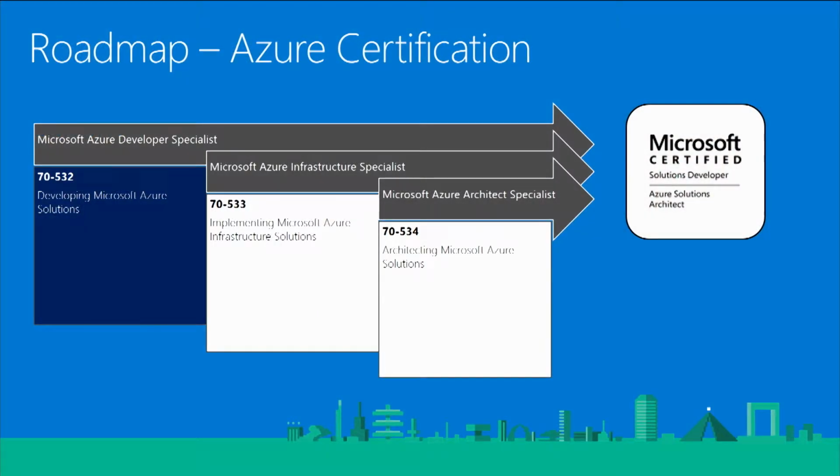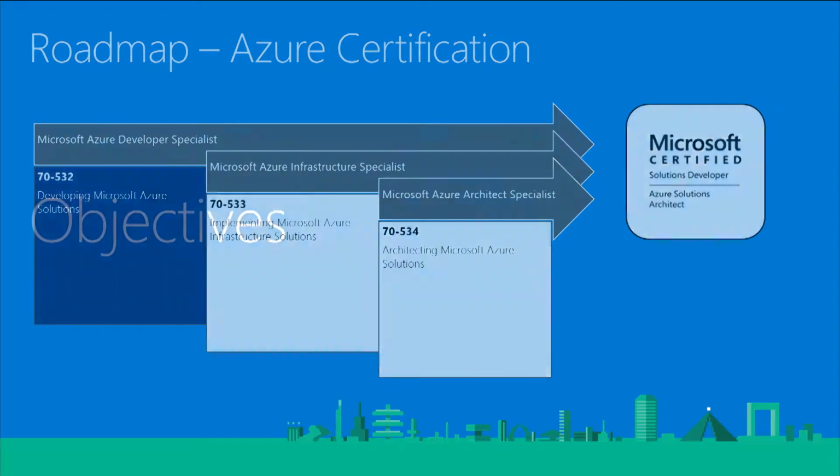So today we want to help you out on the roadmap to Azure certification. This session is about 7532, the Developing Microsoft Azure Solutions exam, one of 3 exams necessary to earn the MCSD and Azure Solutions Architect. However, this exam will also earn you a specialist certification along the way, so you can earn something today for your effort today, while still working towards a goal for the future.